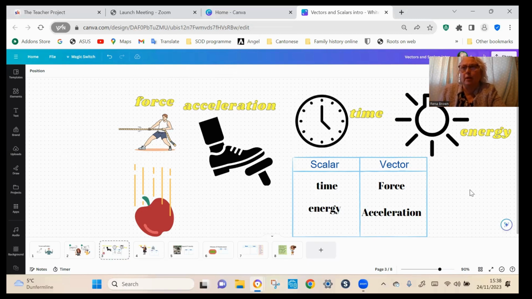You've got 40-watt bulbs, you've got 80-watt bulbs. That's to do with their energy. And they will have a greater or a lesser energy, but not a direction. Right, next slide.